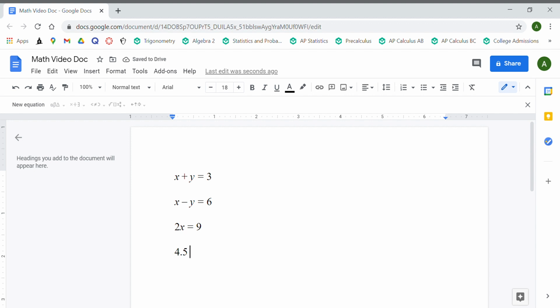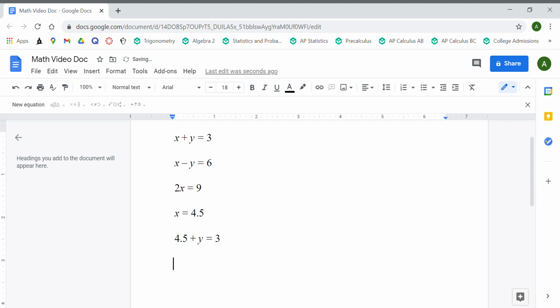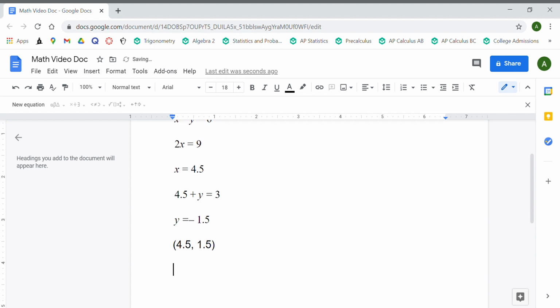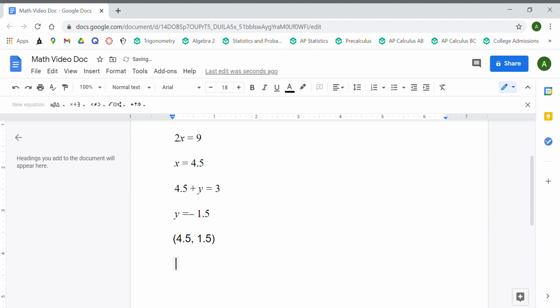I should have an x equals there. And then we solve for y. So I'm going to plug 4.5 in for x in this equation. We have 4.5 plus y equals 3. Subtract 4.5 on each side, and we get y equal to negative 1.5. So this happens to be our solution, 4.5, negative 1.5. It's pretty simple, isn't it? Why don't you give it a try?